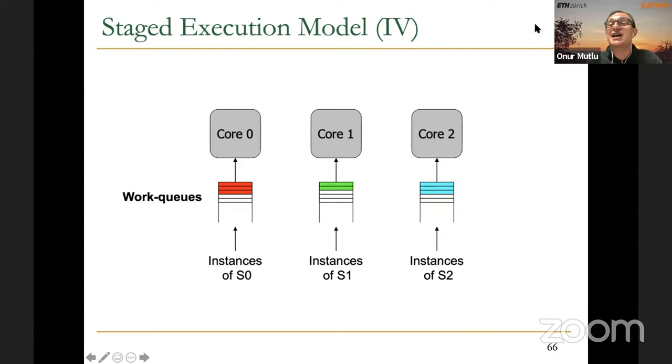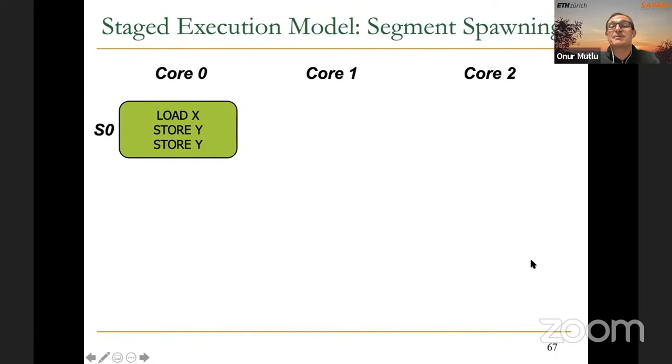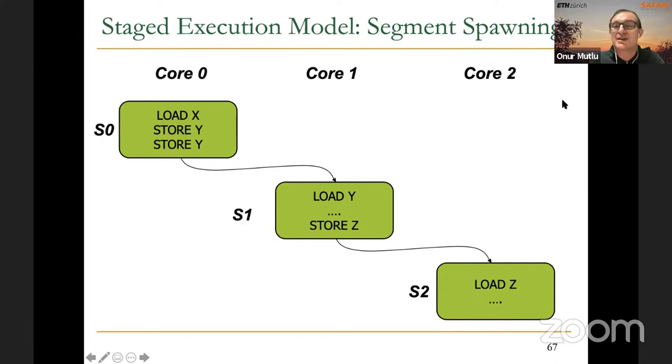Okay, now let's take a look at segment spawning. So basically, this may be how things behave. Core 0 is executing segment 0. It spawns segment 1. And that, in turn, spawns segment 2. This is one way of spawning segments. It doesn't have to be regular, of course, like this.